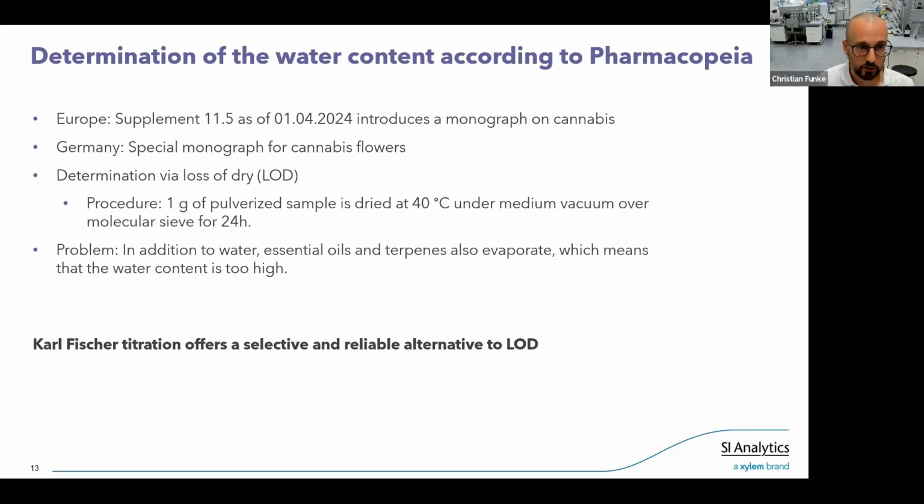The problem with this LOD is that you will not detect just the water, but also the volatile compounds like essential oils or terpenes, which will also evaporate in this procedure. So that means we will always get a higher content, which not only relates to water. The Karl Fischer titration offers here an alternative, which is very selective for water and a very reliable and well-known titration.